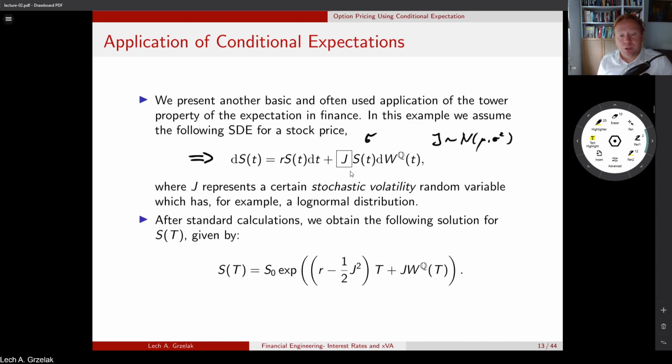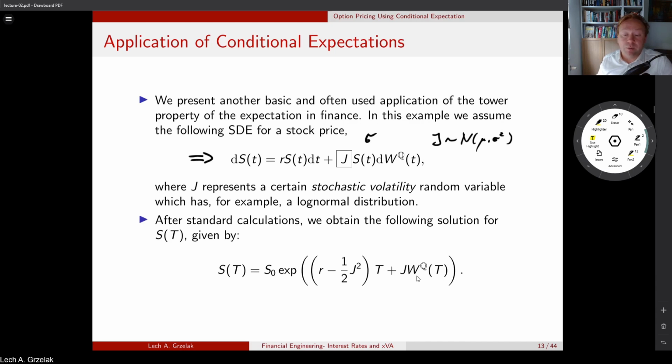If we just solve this equation using Ito's lemma, the solution is just like we would have it for the Black-Scholes case, with the one-half J squared correction. So we have S_t equals S_0 times the exponent, with a correction of one half sigma squared times time.